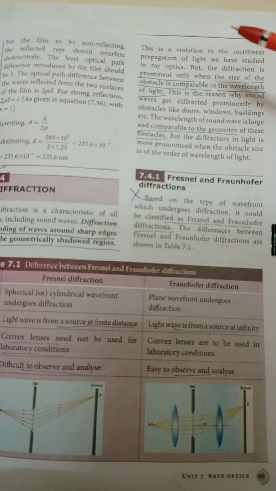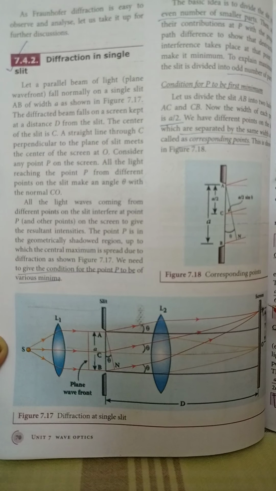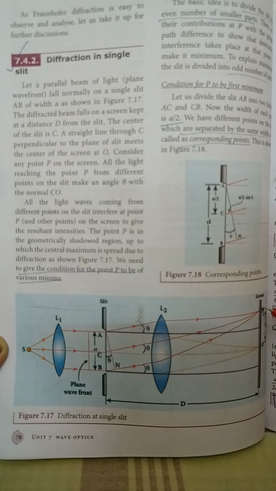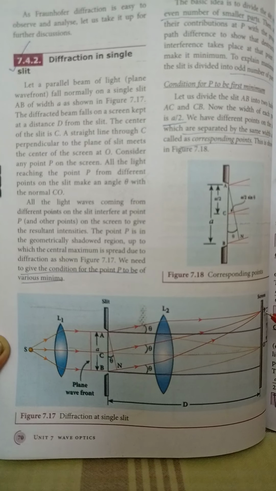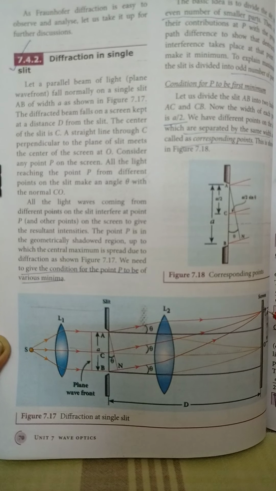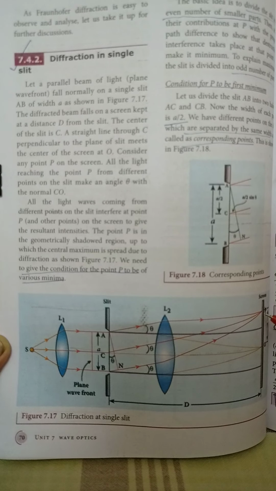All the light reaching the point P from different points of the slit makes an angle theta with the normal CO. All the light waves coming from different points of the slit interfere at the point P. The point P is a point on the screen and it gives a resultant intensity. The point P is in the geometrically shadowed region. What do you mean by geometrically shadowed region? It is the region up to which the central maximum is spread.